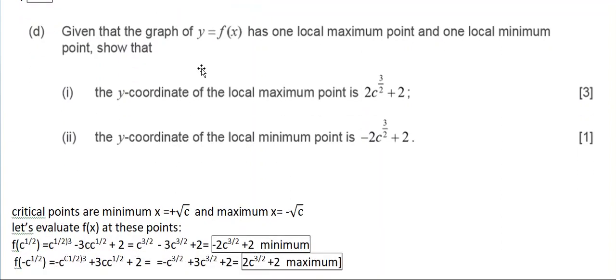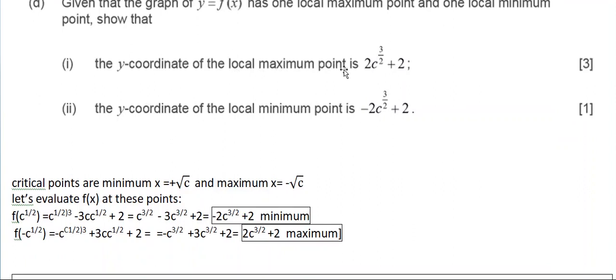Given that the graph of y equals f(x) has one local minimum and one local maximum point, show the y values at the local maximum and local minimum. Critical points are the minimum at x plus square root of c and the maximum at x minus square root of c. Let's evaluate the function at these points, and we have the values of the local maximum and local minimum.